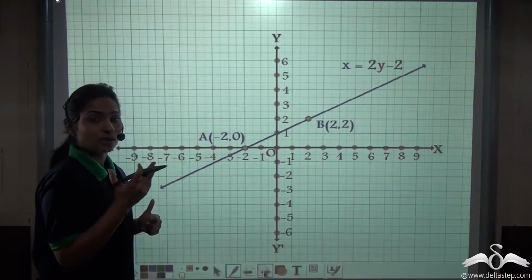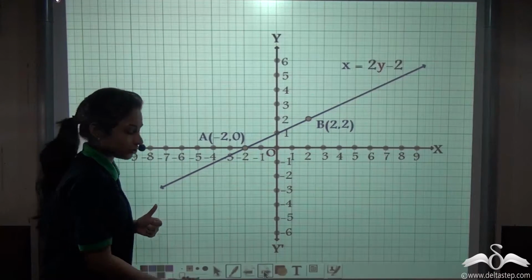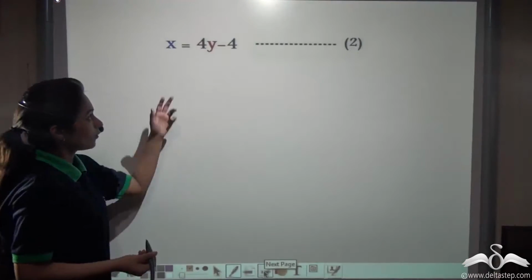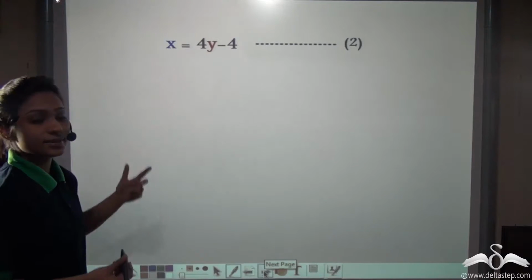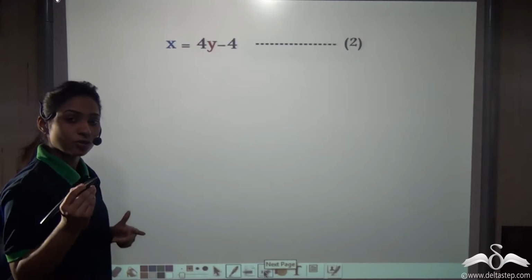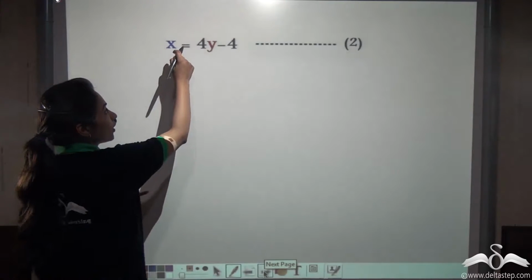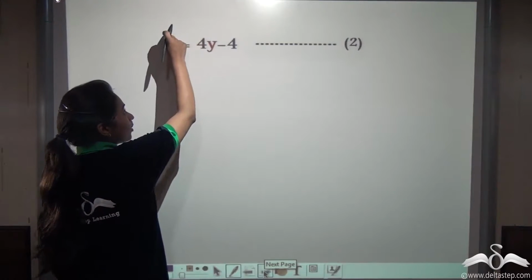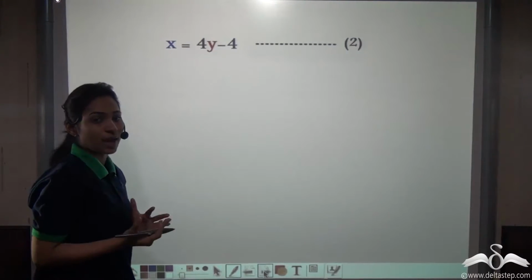So again, let's take out the x and y values of that equation. We have the second equation here. Again, let us make y as the subject. If you do not want to make y as the subject, you can take y values here and find out the subsequent values for x. You can do that method also.